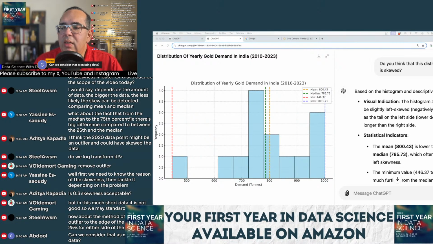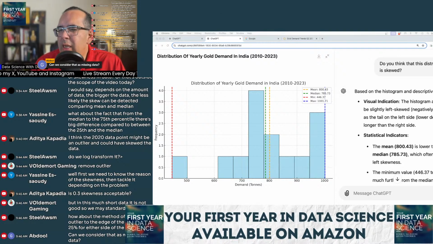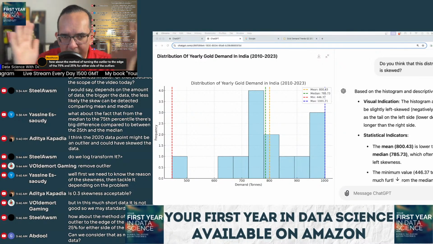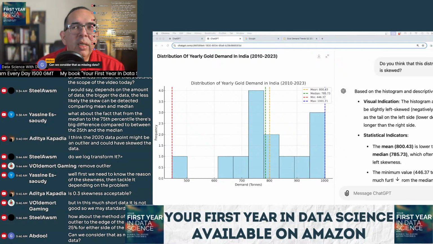Abdul says, can we consider that as missing data? Yeah, you can, but now you're down to 13 data points, right? That's probably not a net positive thing. I like Steele's answer, just trying to normalize it a little bit, in that range, right? But yeah, you could drop it in missing data or whatever, but now your available data has dropped, right? 1 of 14 is what, 6%? Something like that?